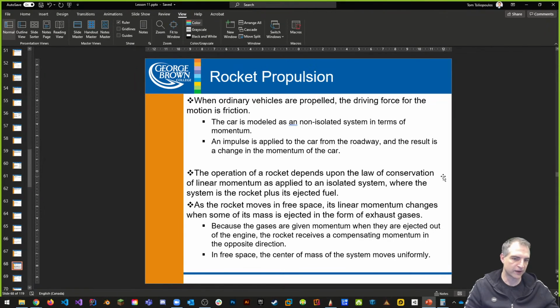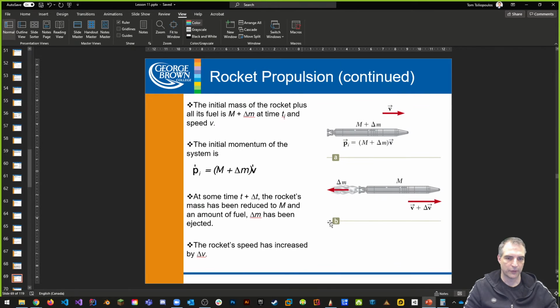So this is where the rocket science comes into play, right? I'm losing fuel. Because I'm losing fuel, my mass is not constant. Because my mass is not constant, then what's happening is my momentum is changing. Momentum is changing because my mass is not constant anymore, right? Again, I'm not going to talk too much about rocket propulsion, but the idea behind it is very interesting.